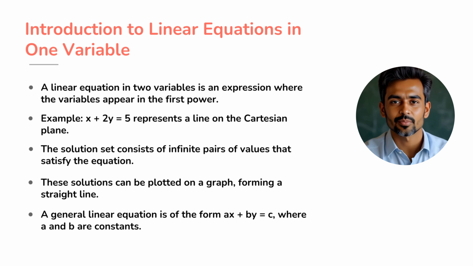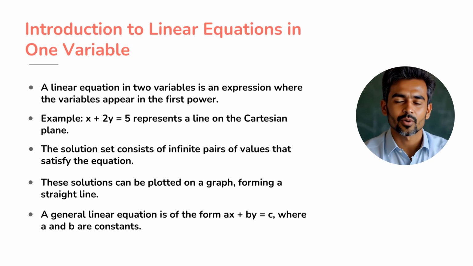Imagine a relationship between two things like the cost of apples and bananas. For example, x plus 2y equals 5 is a linear equation where x and y are our two variables. What's interesting here is that there isn't just one solution. Instead, this equation has multiple solutions, or what we call an infinite set of solutions. You can think of this as finding many pairs of x and y values that satisfy the equation.